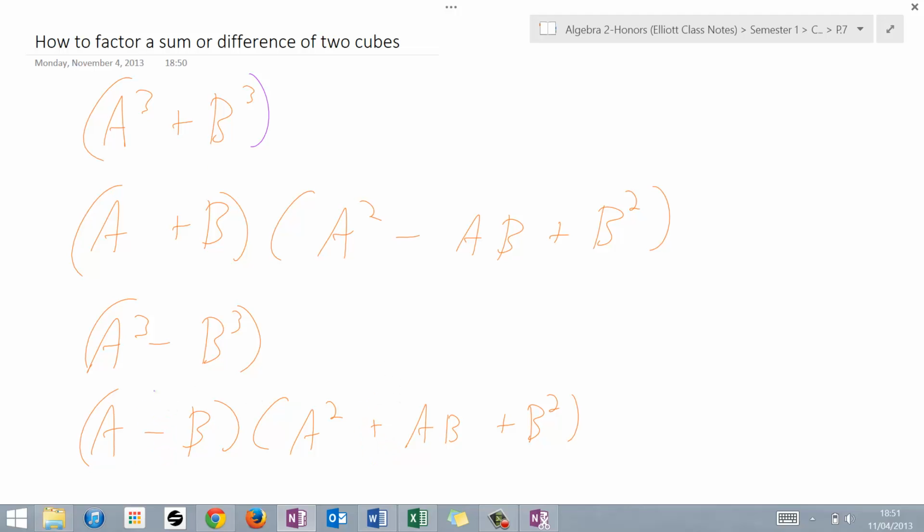Sometimes I like combining these into one and saying a plus or minus b cubed factors into a plus or minus b. Then make this a minus plus, which means the opposite sign, and then this one would just stay as always plus. That way I can combine it into one because the numbers are the same.